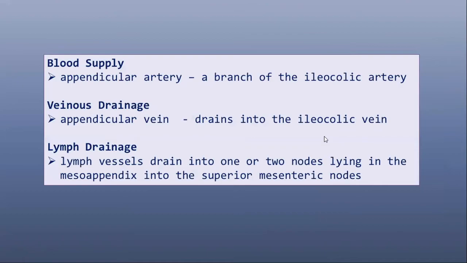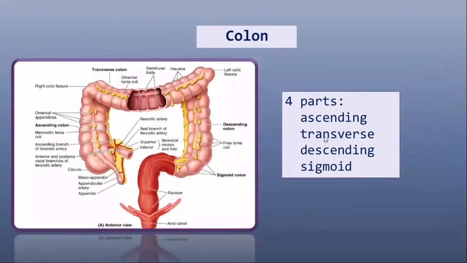Blood supply of your appendix would be the appendicular artery, which is actually a branch of your ileocolic artery. Venous drainage would be draining into the ileocolic vein, going to your IMV, and then your lymphatic drainage would be into your superior mesenteric nodes.